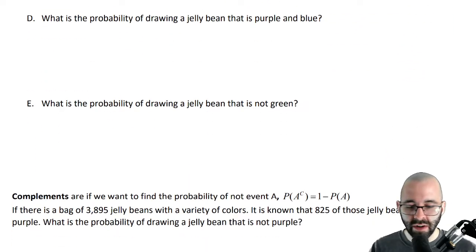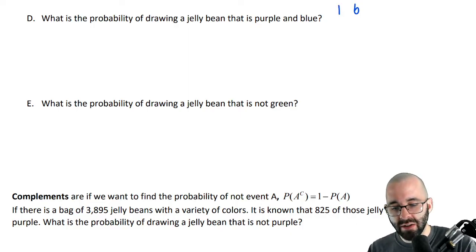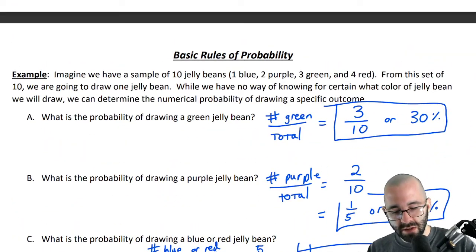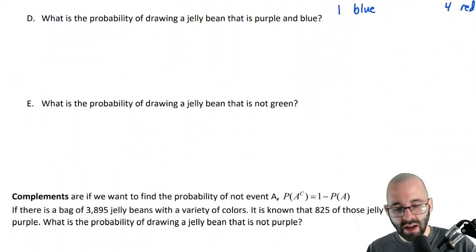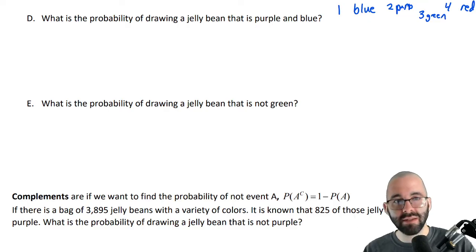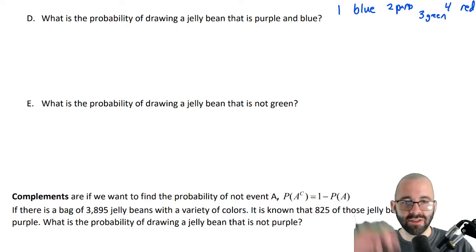So we're going to move on to this screen. Again, let's just copy this down, right? There's 1 blue. There's 4 red. There's 2 purple and 3 greens. I do not have room to write this, so now I just am not going to have to scroll back and forth.